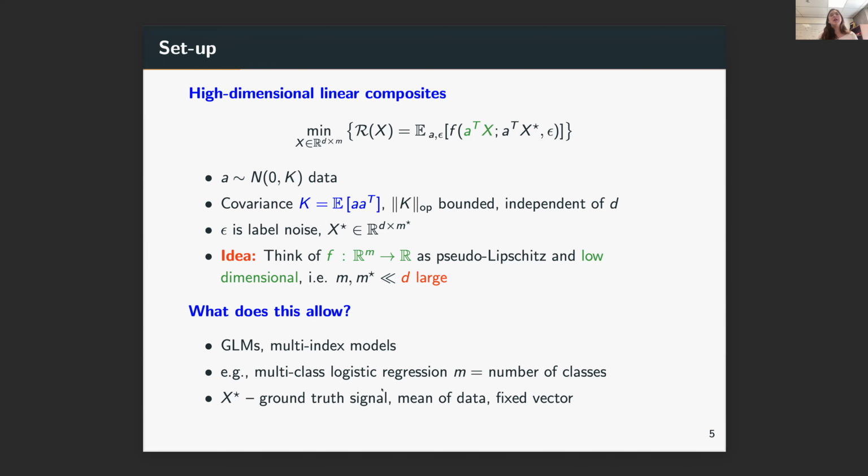Multi-index is just a fancy term to say that your M here can be more than one dimensional. It allows for things like multi-class logistic regression. So in this case, M would be the number of classes. And this X star, you can think of it either as a ground truth signal, it can represent the mean of data, or just some fixed vector. It's not the thing you're minimizing over, but we wanted to allow some flexibility in our modeling. Okay.